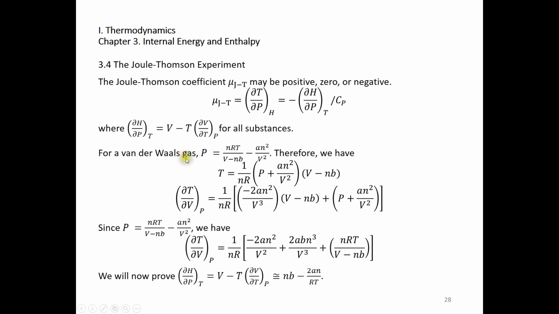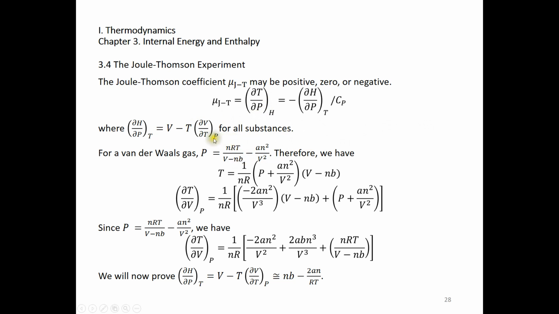For a Van der Waals gas, we use the Van der Waals equation. P is nRT over V minus nb minus a n squared over V squared. There are two parameters, a and b. They are Van der Waals parameters. And a is the measure of the attraction. b is the measure of the size of the real gas particles. And b also represents the repulsion between those gas particles.